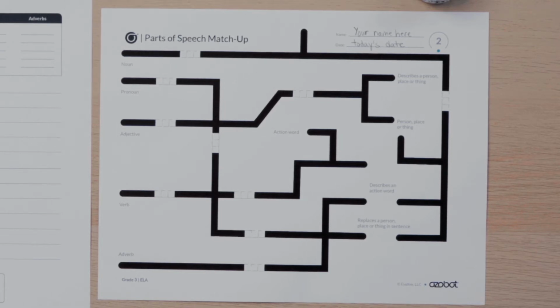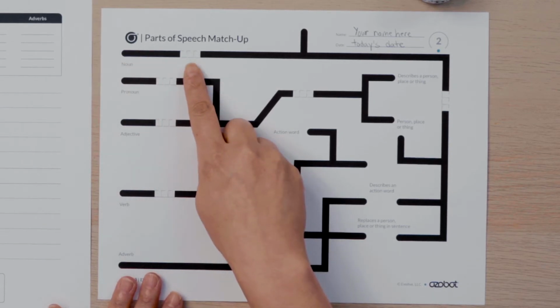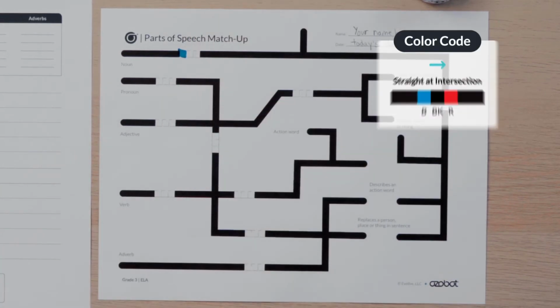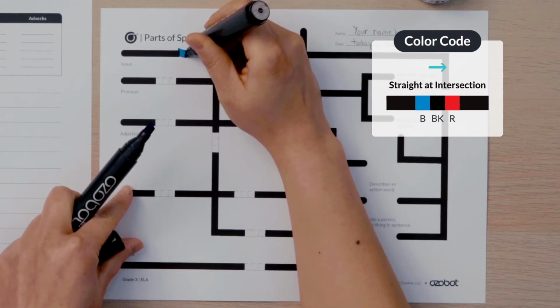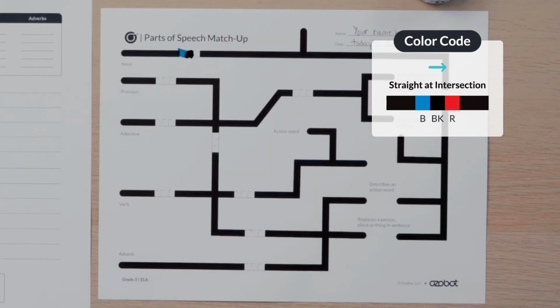And notice there are some intersections where your bot needs instructions. The first code blank will give instructions for the first intersection. What direction do you want your bot to go? Yes, your bot needs to go straight. Put the straight at intersection code in the first blank. The code is blue, black, red.